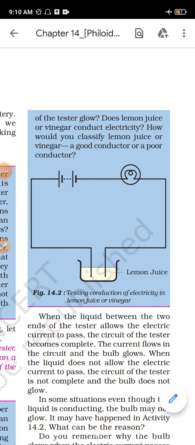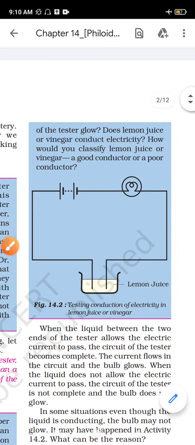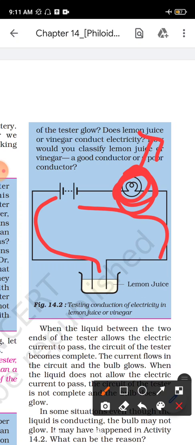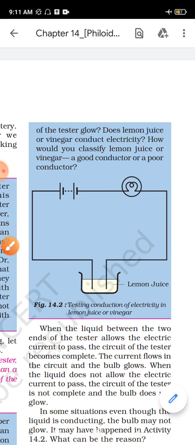So this was our previous circuit. This is the bulb, and in place of this bulb we have to use the tray containing the compass. Rest all connections will be the same as shown in figure 14.2. All the remaining connections will stay the same; only in place of the bulb we have to use a matchstick tray, wrap the wire over it, and place a compass inside the tray.